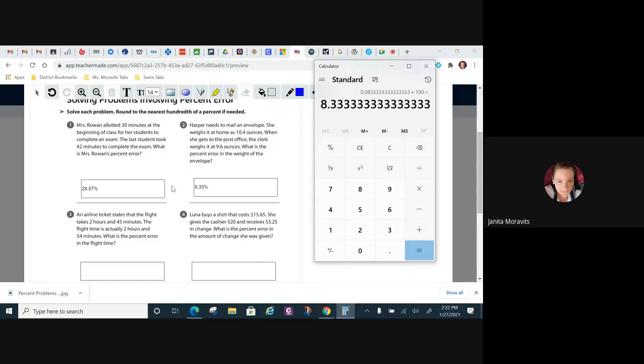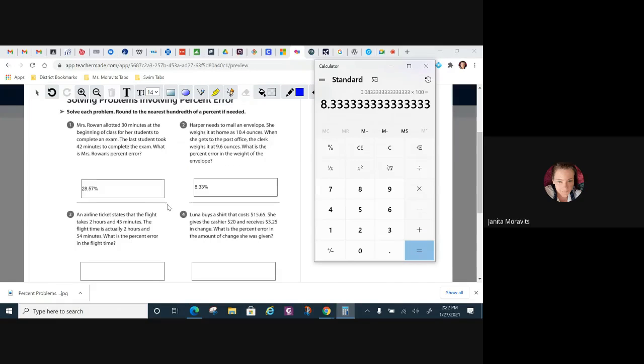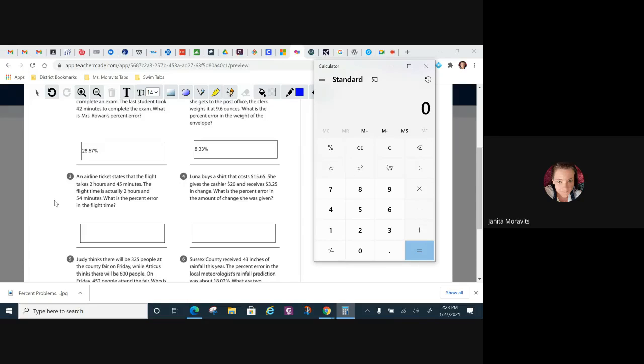All right, all of these work exactly the same. You have to find the difference, and then you have to divide it by the actual amount, not what the person who did it was, whatever they came up with that was wrong, but by the actual amount. All right, we're going to take a look and talk about this one on number 3, but I'm going to let you solve it on your own.